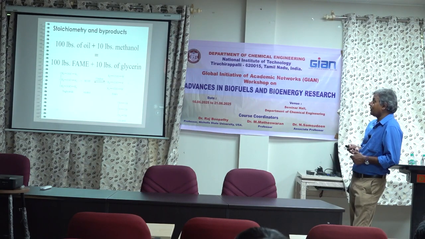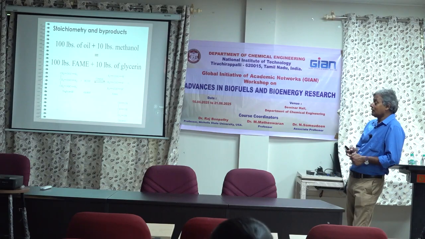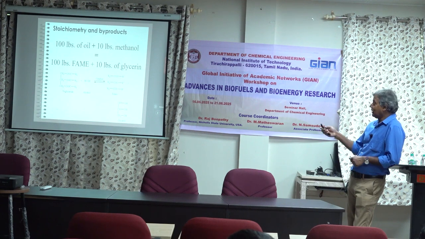So let's look at some stoichiometry, right? 100 pounds of oil plus 10 pounds of methanol is what you need to make biodiesel. That gives you 100 pounds of FAME and 10 pounds of glycerin when you make the product. So that's your yield from your chemical reaction.